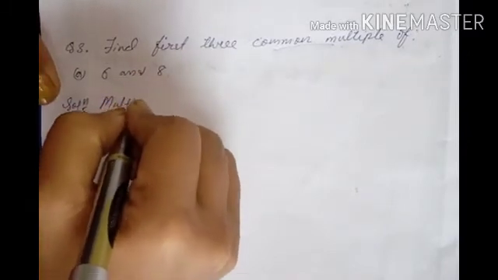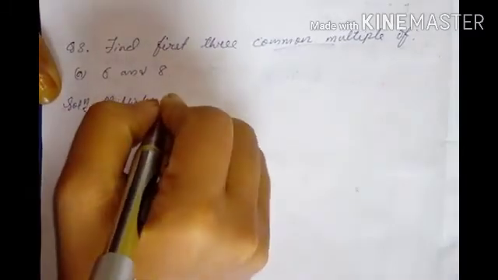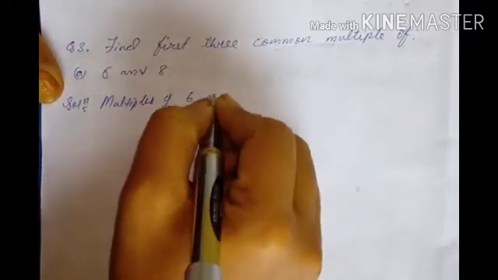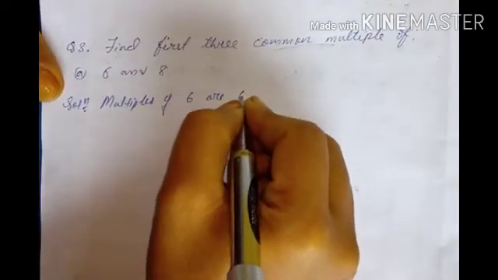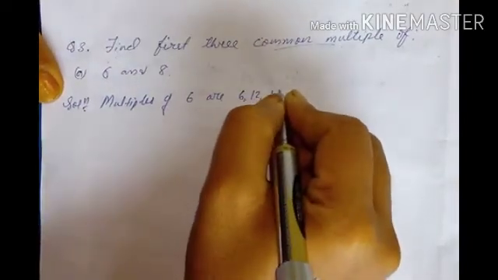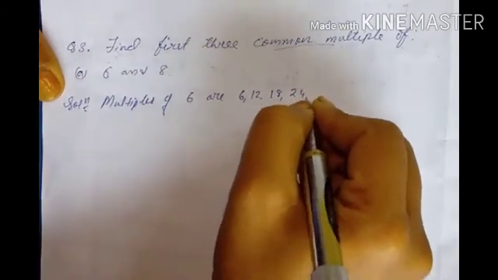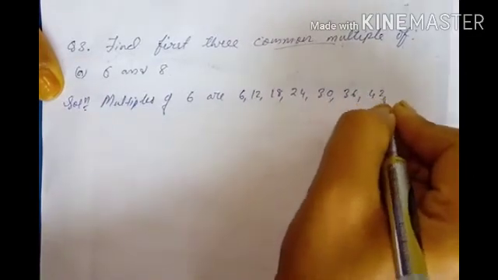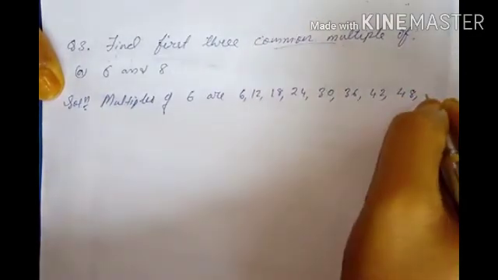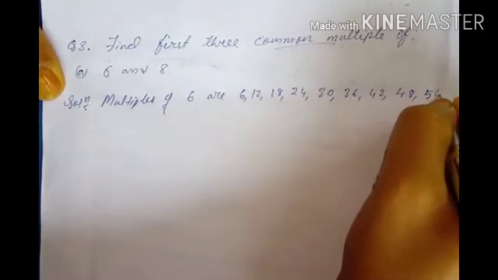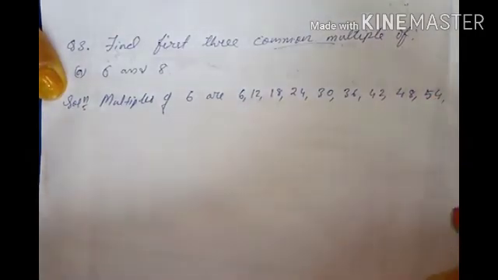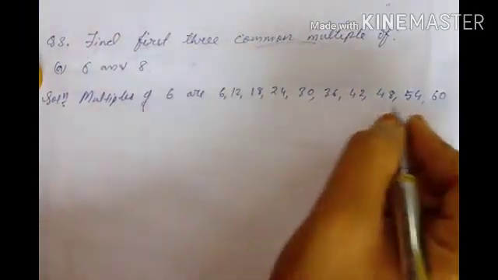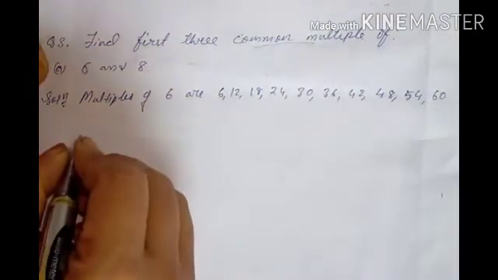Multiples of 6: you have to write the table of 6. 6 1s are 6, 6 2s are 12, 6 3s are 18, 6 4s are 24, 6 5s are 30. In this way you will write 36, then 42, 48, then 54 and 60. You can write more numbers, but now I am writing only up to 10 multiples.